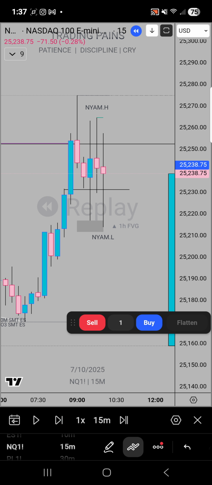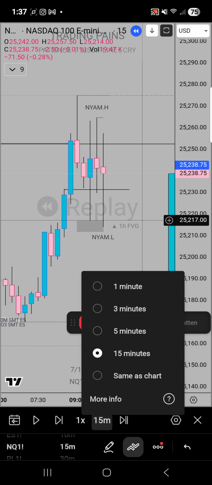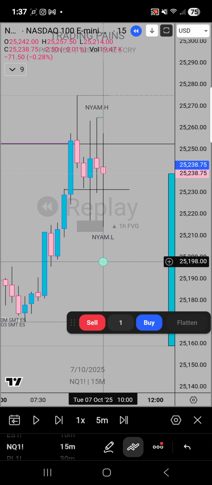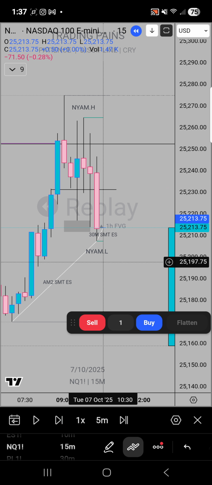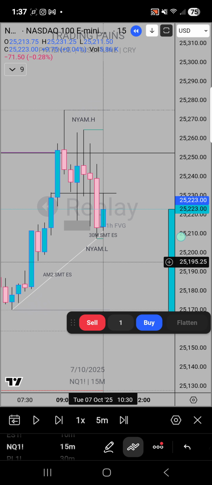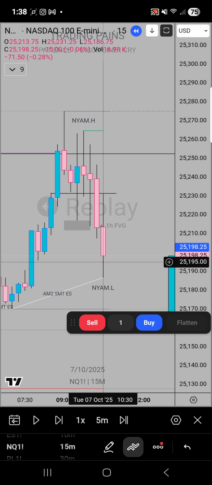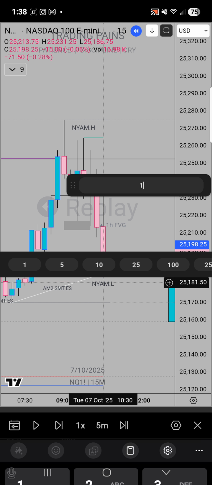Boom. Okay, so it tapped into this 1 hour FVG. Let's change this down to 5 minutes, so it's not so fast. Right now, 10 o'clock. Okay, looks like it closed underneath there, and coming back up. Alright, cool. It feels pretty short.